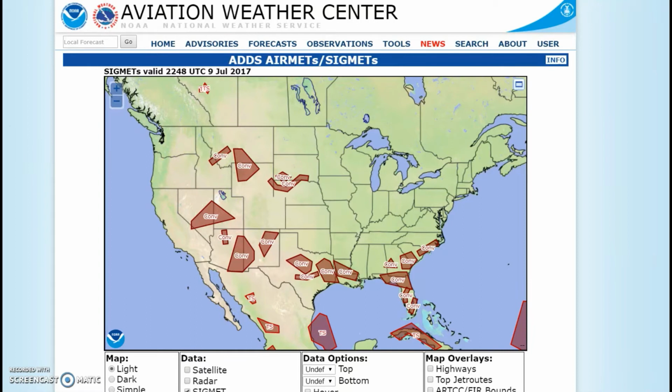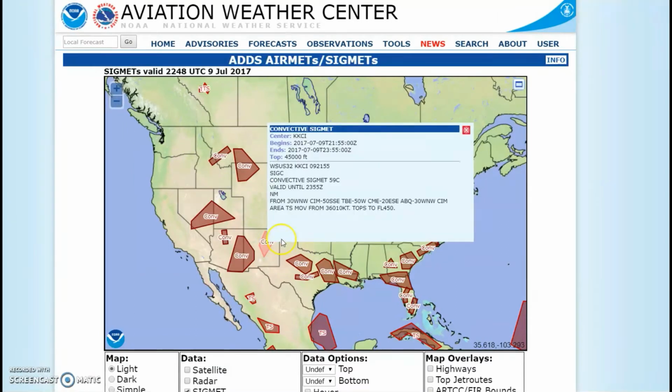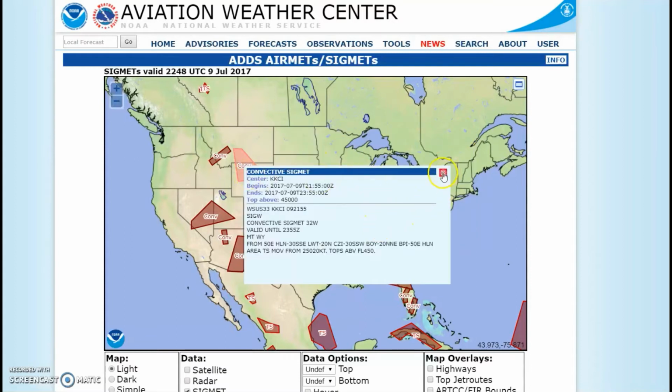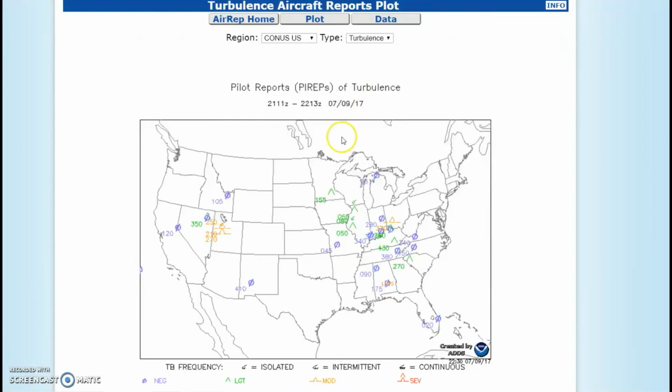Forgive me. We have mainly convective SIGMETs, especially in the Texas Panhandle and Louisiana and along the Florida coast. Mainly convective SIGMETs for areas of thunderstorms with tops above 45,000. I've seen that pretty much with all these convective SIGMETs. So the storms are definitely causing some issues with that.